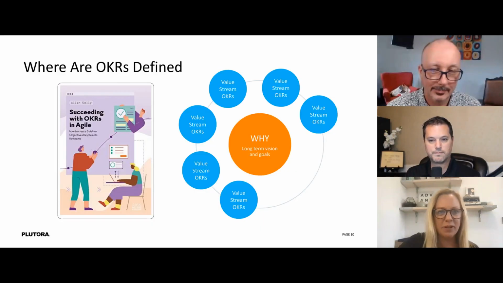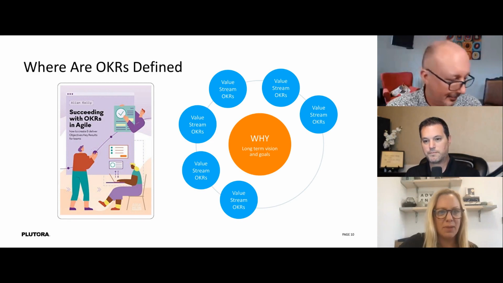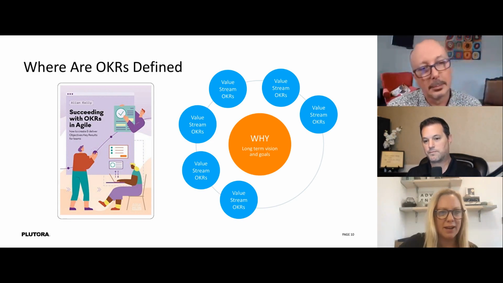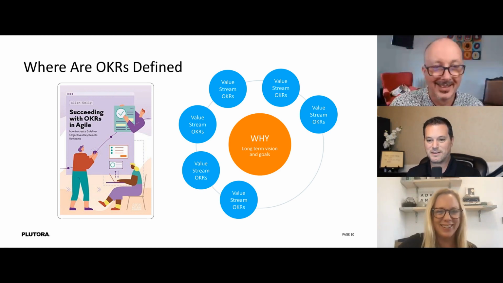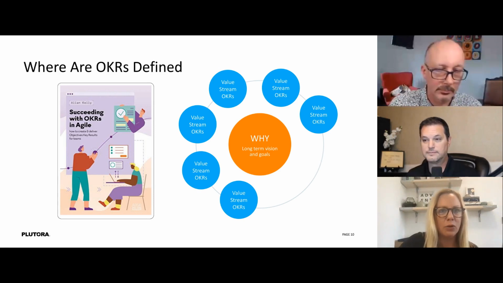You're welcome. So we'll leave that open for a couple of seconds and we'll talk a bit about where OKRs are defined. So there is your friend's book, Mike. Good. Excellent. Where are they defined then? I mean, we've touched on this already. So when we say where, are we meaning where in the organization or where in the process?